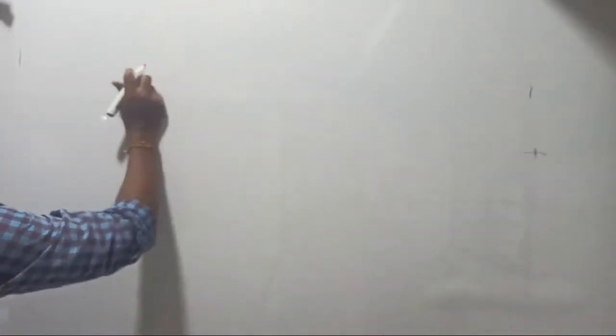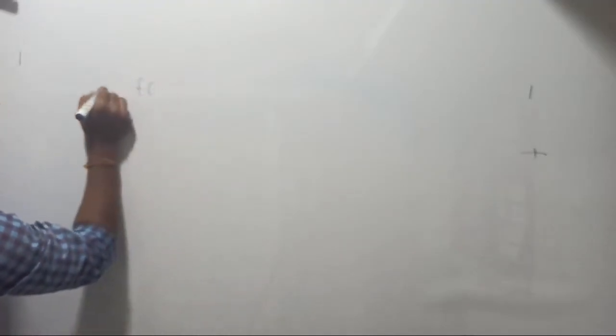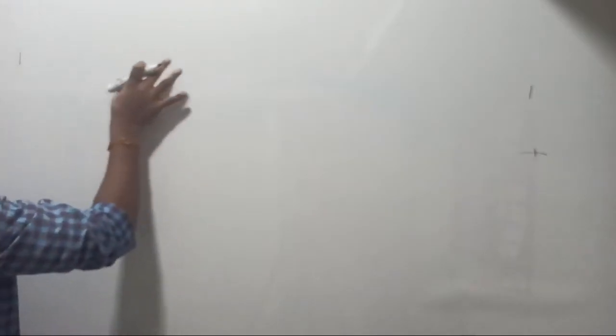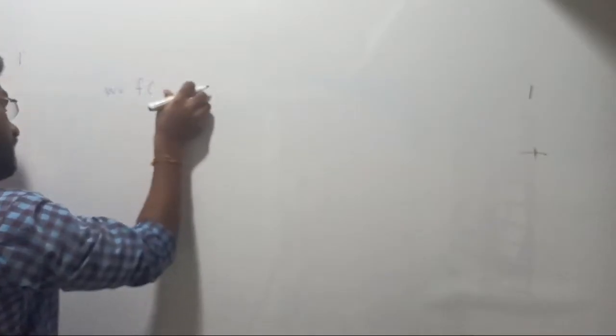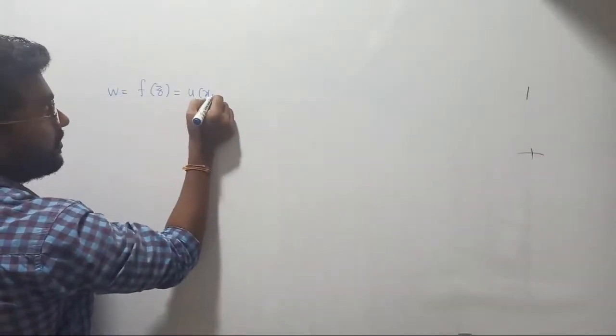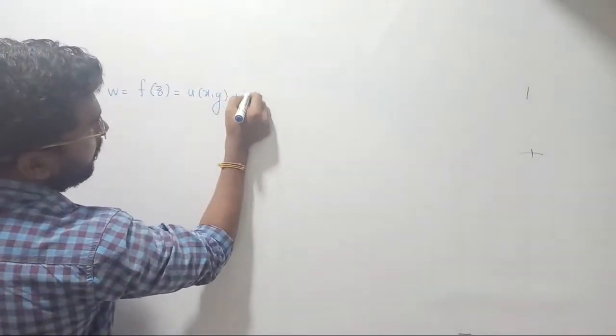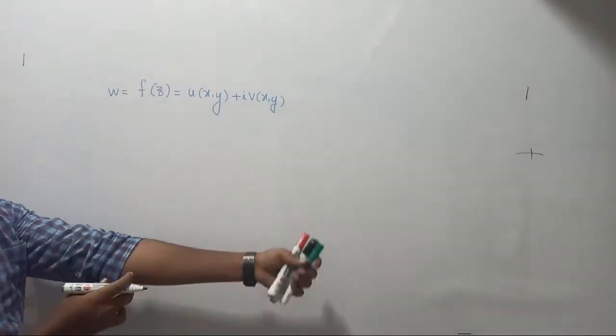First let me quickly complete a few more things here. Next, sometimes a value will be given to you. In the rectangular function we all know, w can be written as f of z, and it can be written as u of x comma y plus i into v of x comma y. Yes, that is correct. A function is being defined like this.